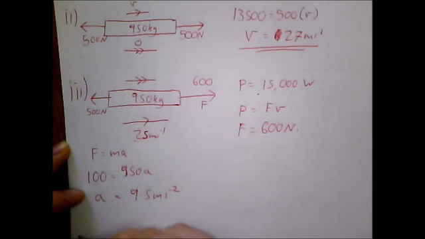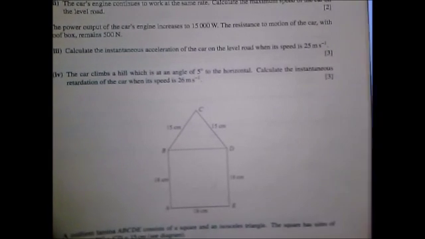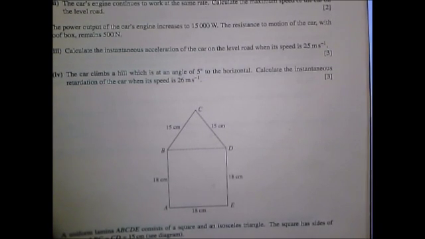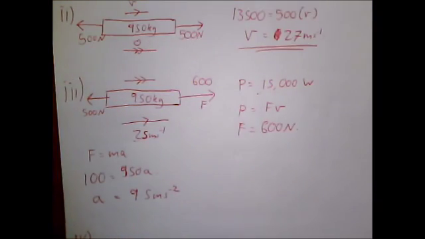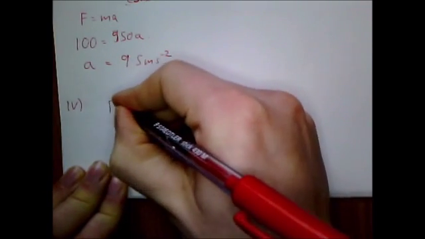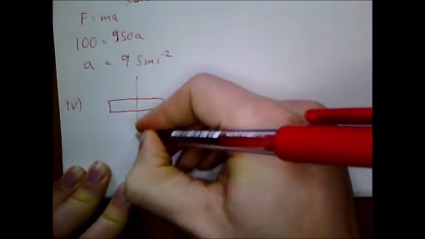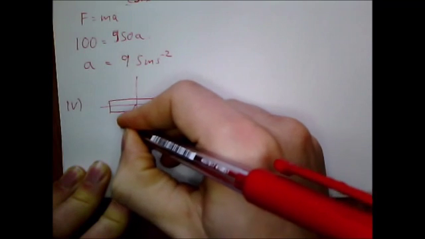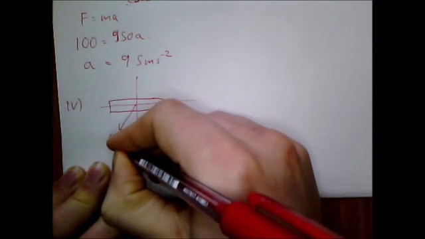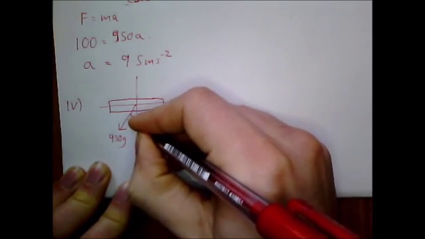Okay, and finally, our car now climbs a hill at an angle of 5 degrees to the horizontal, and we want to find the instantaneous retardation, so the negative acceleration of the car, when its speed is 26 meters per second. So, our fourth force diagram. Here's our car. It's travelling up a hill, so there's going to be our mg here, so 950g, at an angle of 8 degrees to the vertical.